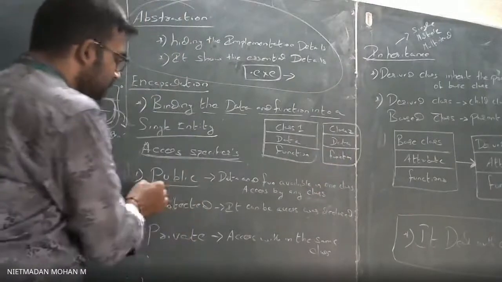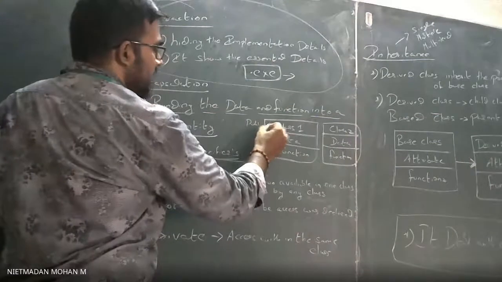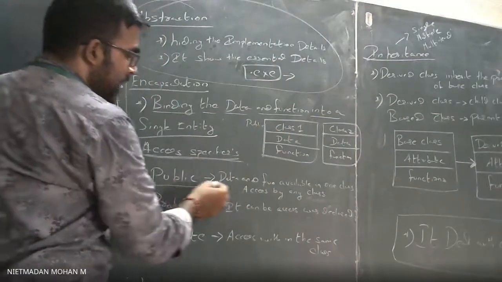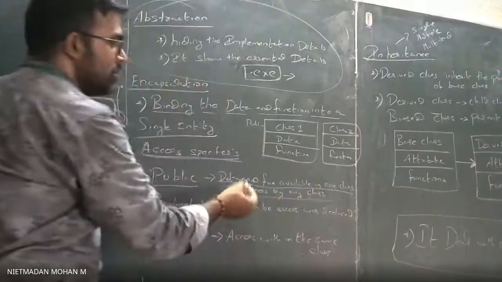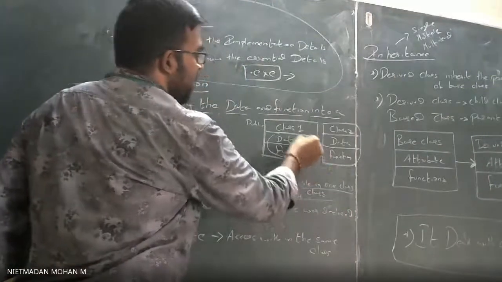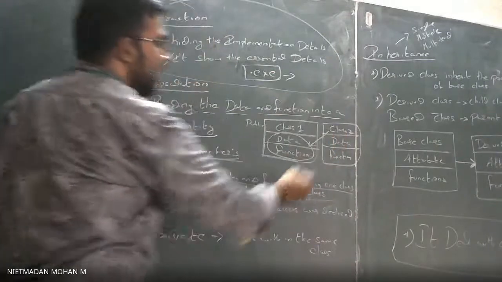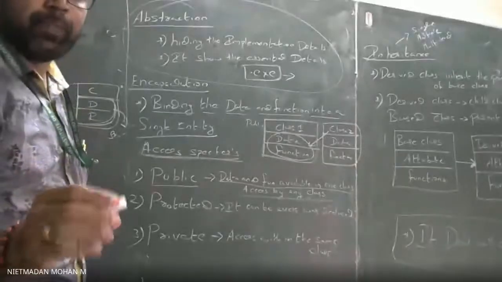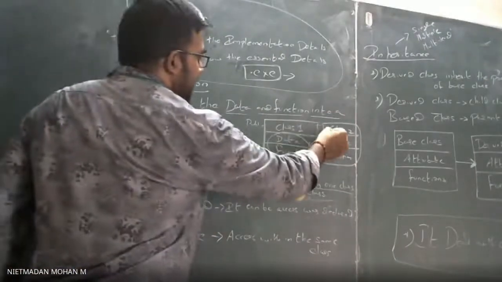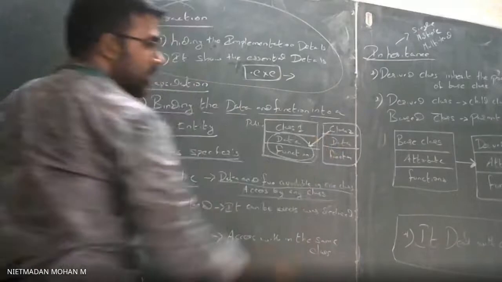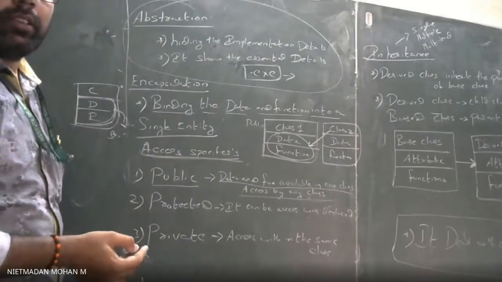Suppose I am mentioning this class as public. What it means is that data and function available in one class can be accessed by any class. So this data and function have been bound, and class 2 can directly access this data and function without any objects. Clear about this? Yes.